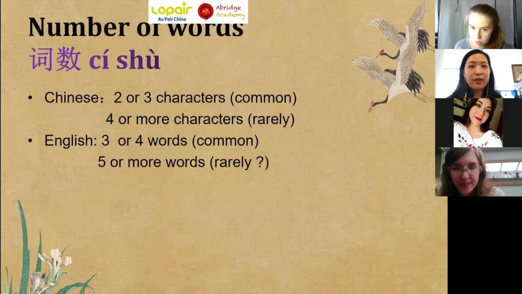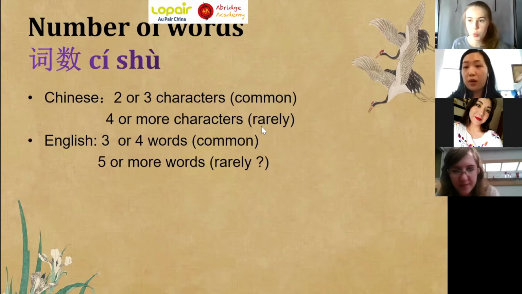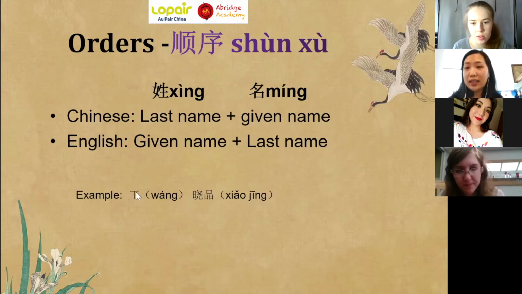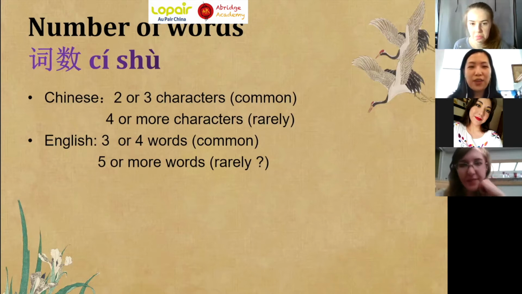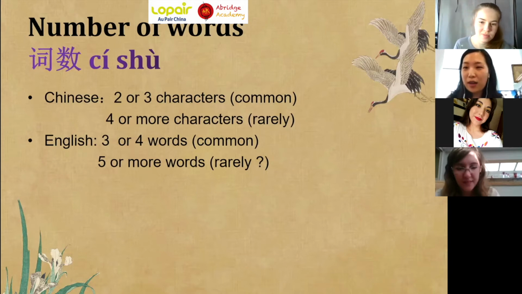Okay, next. The second difference is the number of words. 词数. In Chinese, usually we have 2 or 3 characters. It's very common. And 4 characters or more are really rare to see. Usually our last name is 1 character and our given name will be 1 or more characters. And in English, I believe 3 to 4 words are common. Did you know anyone who has a long name with more than 5 words? That will be really rare, right?